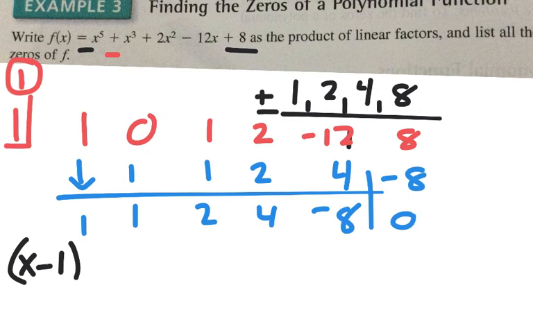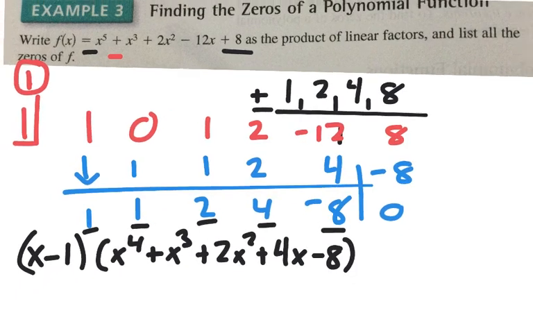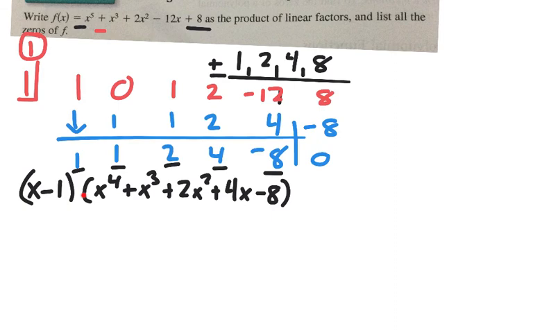And then what's left are my other factors. So this is my constant, x to the 1st, x to the 2nd, x to the 3rd, x to the 4th. So now I have 1x to the 4th plus 1x to the 3rd plus 2x to the 2nd plus 4x to the 1st minus 8. So now I would want to go through the whole process again.